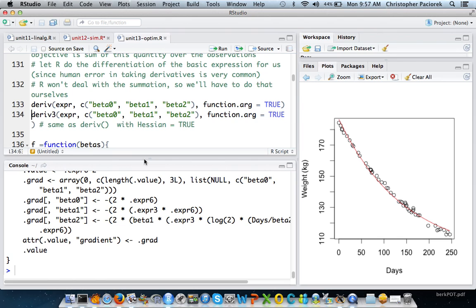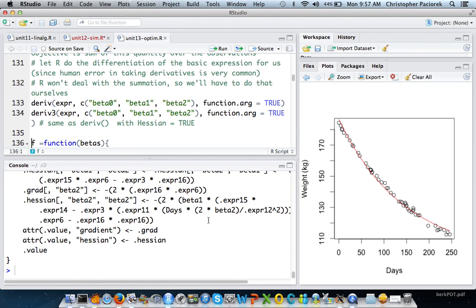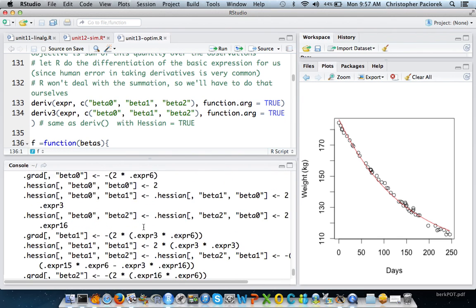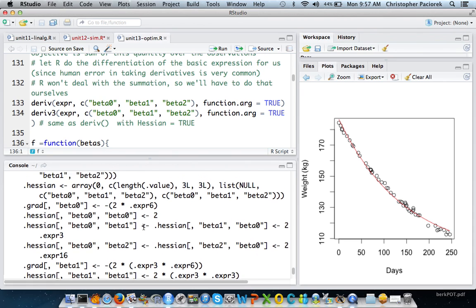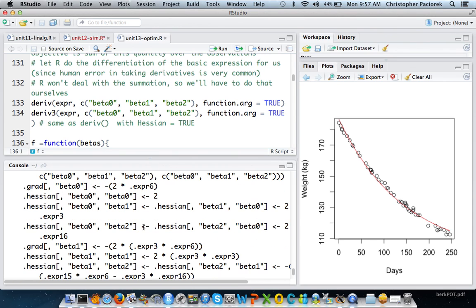So deriv is fine. I actually need the Hessian, so I'm going to use deriv3, and that'll by default give me the components of the Hessian, as well as the components of the gradient. You can see this has a similar form. The Hessian with respect to beta 0 and beta 2 has this form that's a function of this piece of the Hessian.